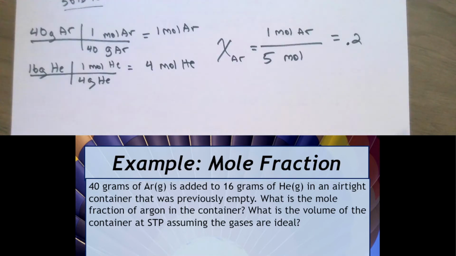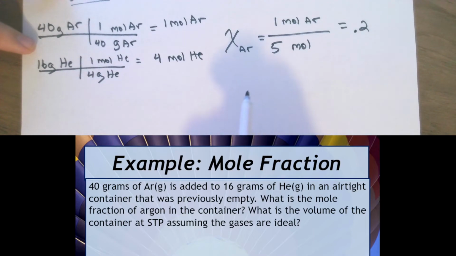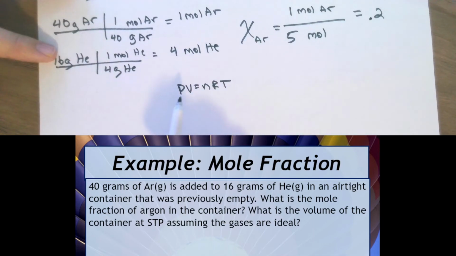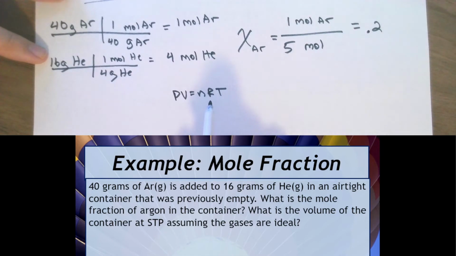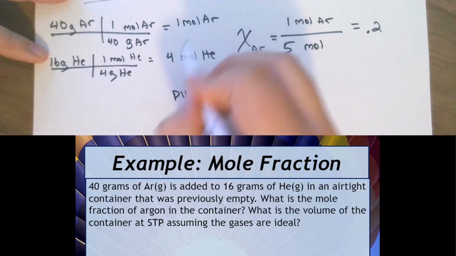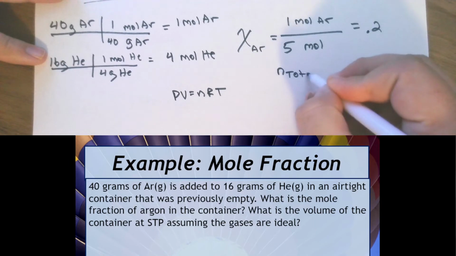All right, the second part of the problem says, what is the volume of the container at STP, assuming the gases are ideal? So, I have the ideal gas law. That's what we're going to need. It's at STP, which tells me the pressure and the temperature. The R is a constant, I know that. So all I have here is the volume, which is what I'm looking for, and N, which is the number of moles. Well, remember, when you have multiple moles of gas, you just add them together to get the total number of moles. So I have my 1 mole of argon, my 4 moles of helium, and like we did over here, I just have my total number of moles equals 5.